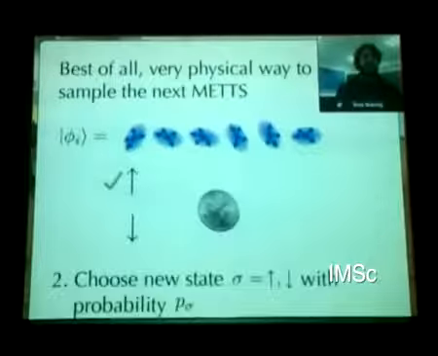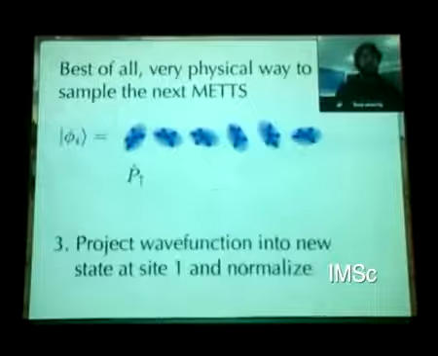So finally, this is the last step. When you've decided on a state to project into, the last step, number three, is that you take this projection operator, which is that same outer product operator, to site one. Now we're forcing the system to be in the up state. So you apply this projection. And once you apply it, the system will factorize.